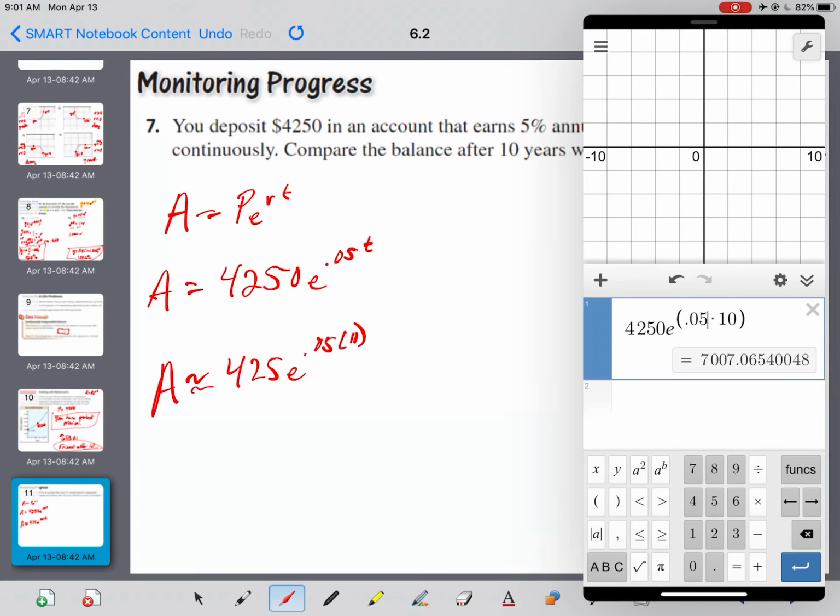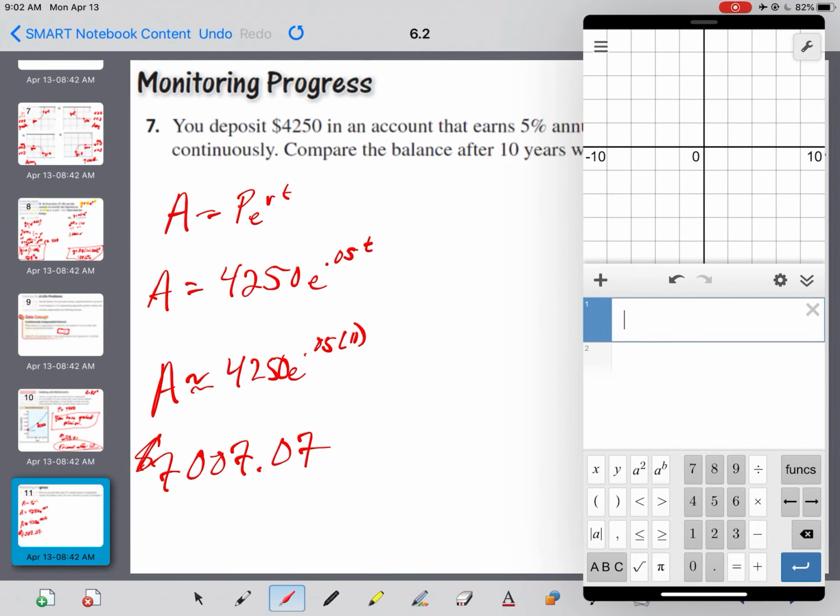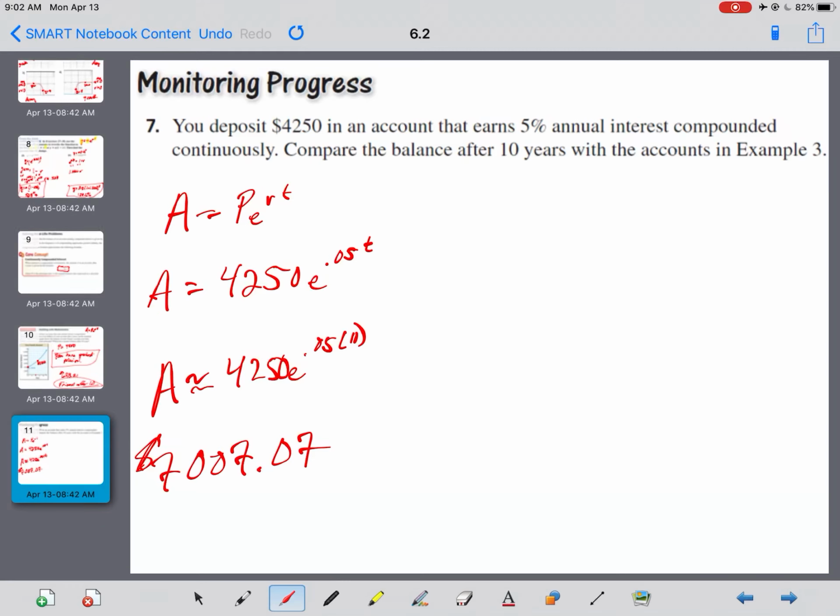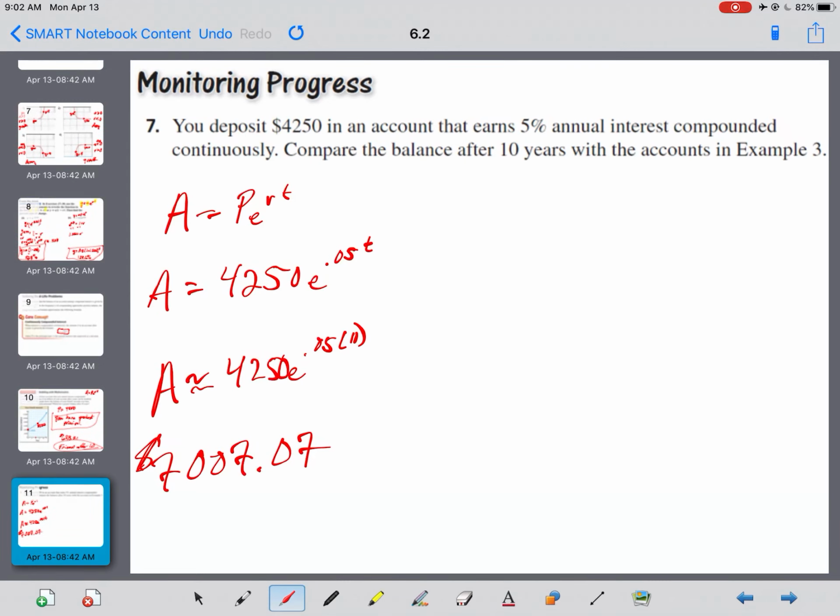So let's figure that out. I'm just going to change my 50 and we're going to go 5. You get $7,007.07 after 10 years. So how's it compare? Well, it's better than yours, but still not quite as good as your friend's. You started out with more than your friend did, but you still didn't gain as much as he did after 10 years. So his rate was better than 5% interest, which is pretty impressive.